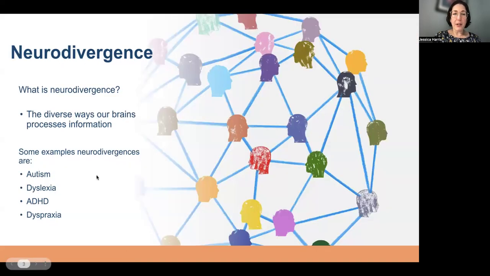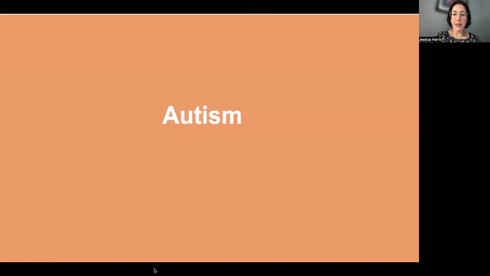So what is neurodivergence? Well, one way to explain is to say that neurodivergence is the diverse ways our brains process information. Some examples of categories of neurodivergences include autism, dyslexia, ADHD, dyspraxia, and we're going to be looking at each of those more closely. Okay, we're going to start with autism.